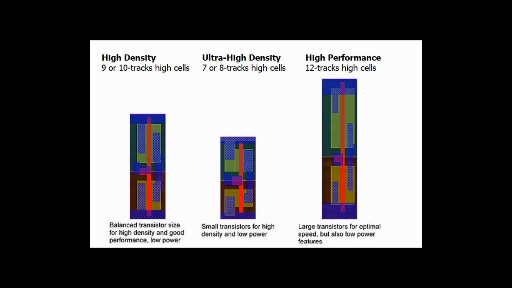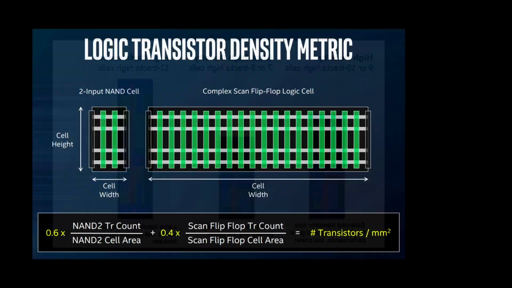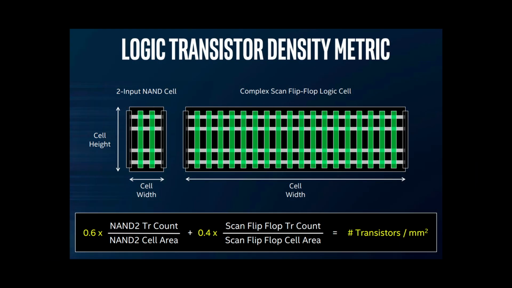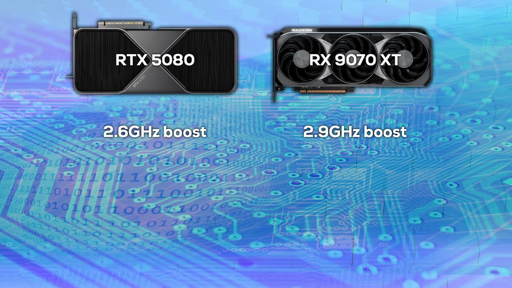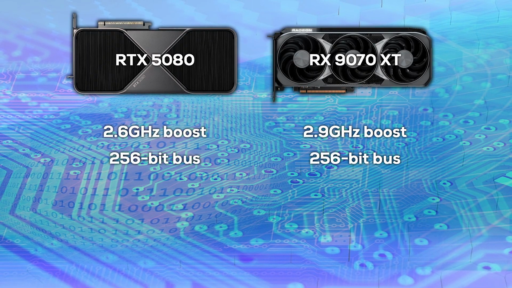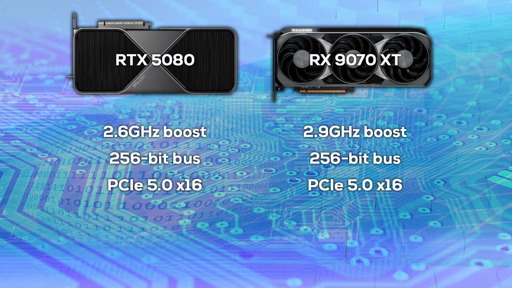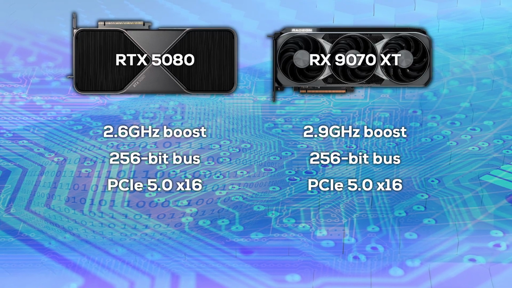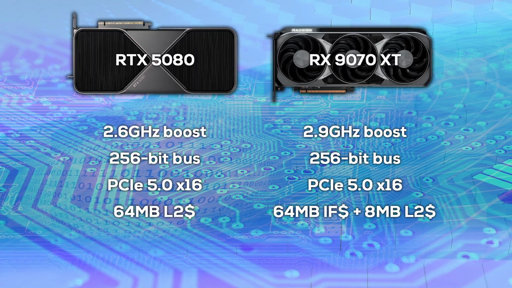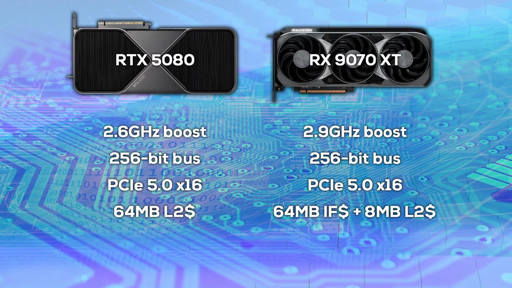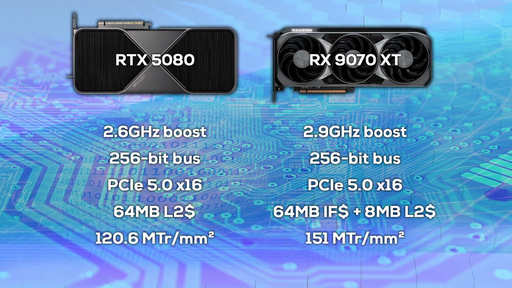Of course, the process node is only one aspect affecting transistor density. The use of high performance versus high density cells also impacts density, and so does the specific mix of logic, cache, and analog areas on a chip. But GB203 and Navi 48 are very much comparable in these areas. Both are GPU designs with a high clock speed, both have a 256-bit memory interface and 16 lanes of PCI Express Gen 5. They even have similar cache sizes with 64 MB L2 cache on GB203 and 64 MB Infinity Cache plus 8 MB L2 cache on Navi 48. Still, Navi 48 is 25% denser.